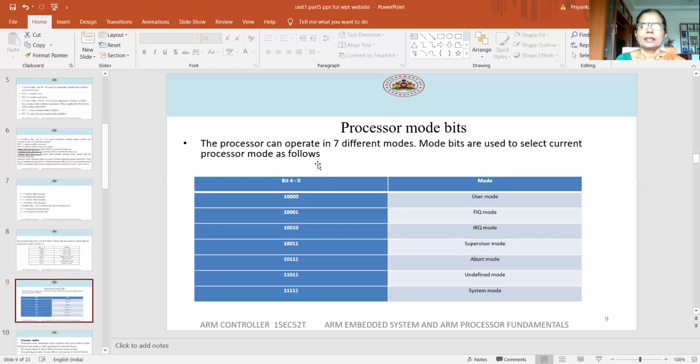So what are the different processor modes you have? You start from user mode, FIQ, IRQ, supervisor, abort mode, undefined mode, and system mode. You need to remember them in the same order, then only you can write the bit values here. If you write wrong bit values, the processor mode will be changed. So remember the bit values in order and the modes in order only.